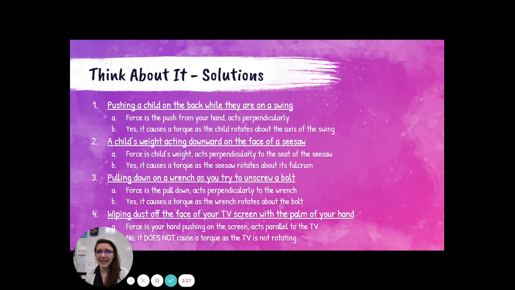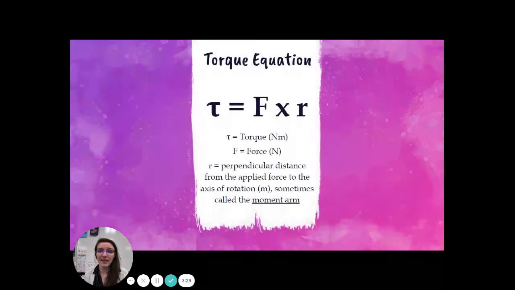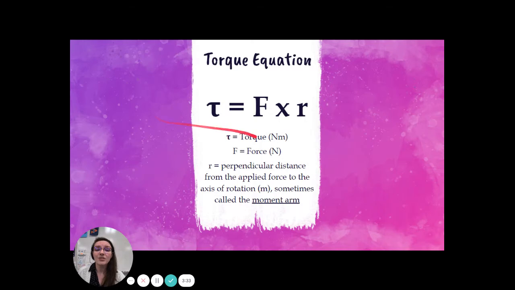So how can I apply this? What is the math behind it? Here is our torque equation. Torque, we use this Greek letter tau to represent. So it's like T with a little curl on the end, that is tau.